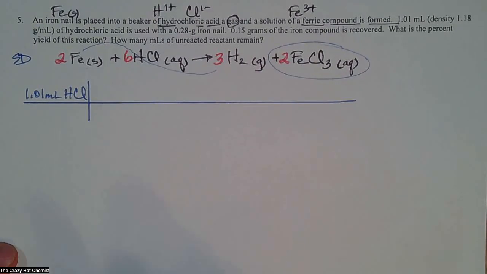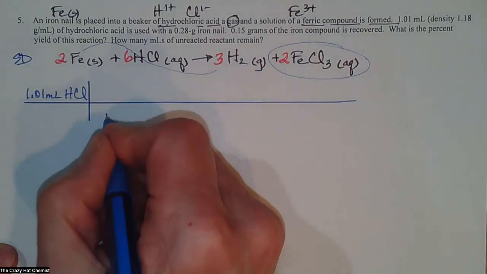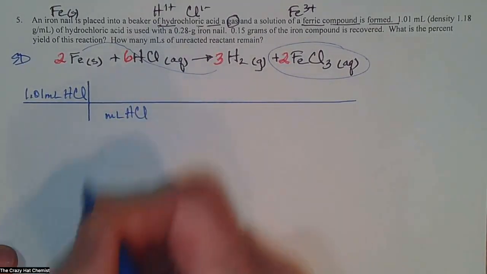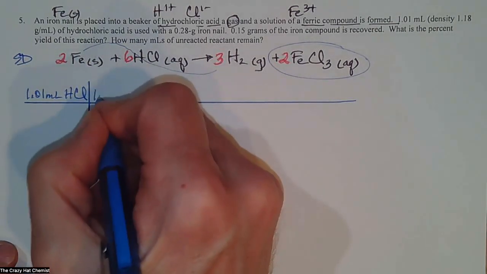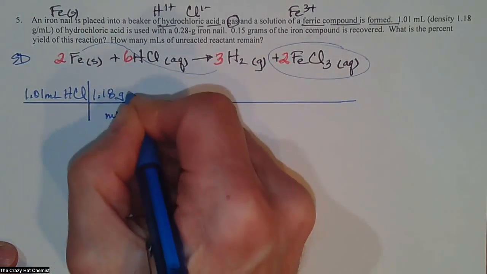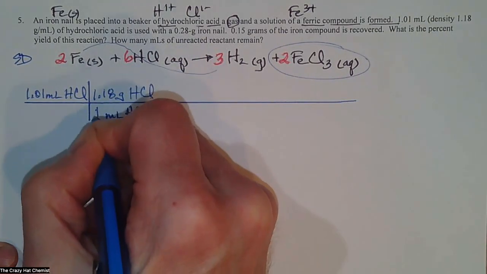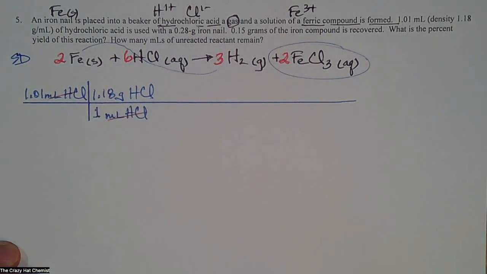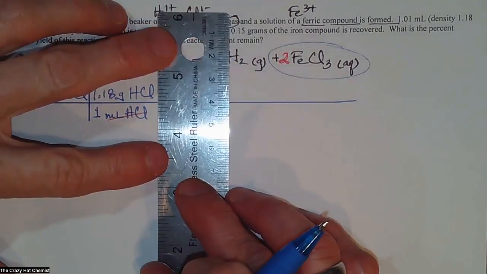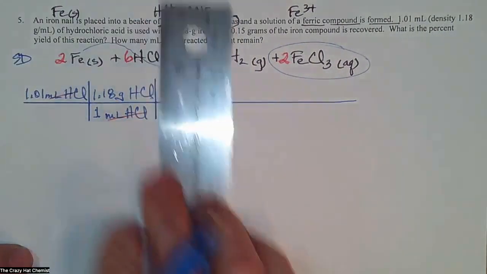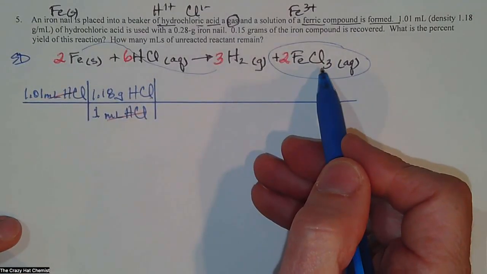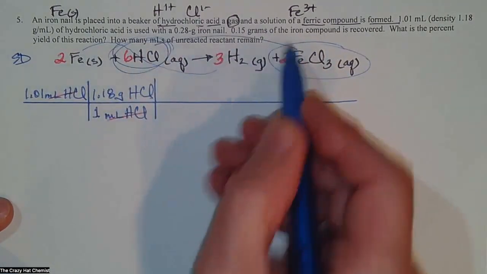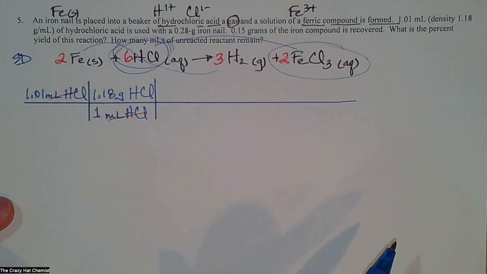Okay, so what units belong down here? Milliliters. And it's the same formula, HCl. And the density is 1.18, and that's grams of HCl, and that's per milliliter, that's per 1 mil. This enables me to cancel out mils of HCl. Okay. What I need to do is I need to take this all the way to the ferric chloride, the ferric compound. So I'm taking the HCl all the way over to the ferric compound.